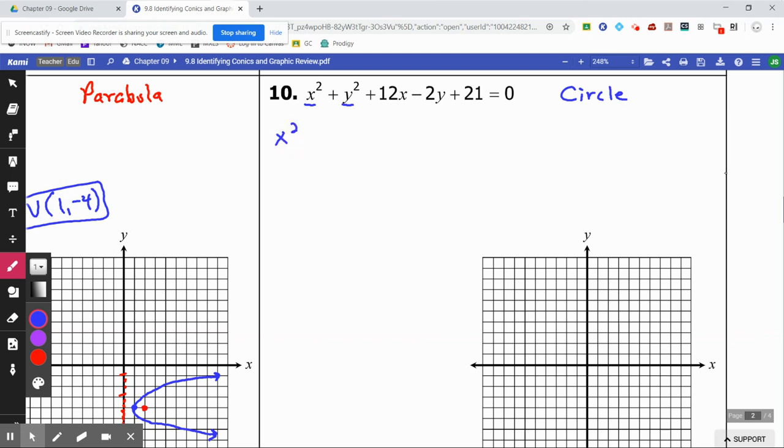Let's group our x stuff together: x squared plus 12x, leave a space. Group your y stuff together, leave a space. Move the 21 to the other side.